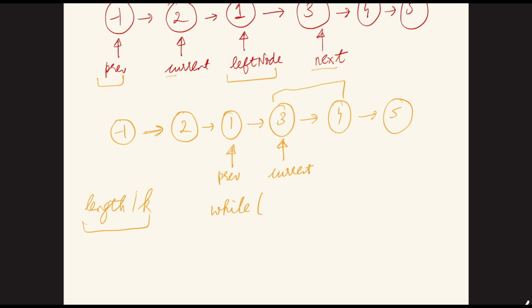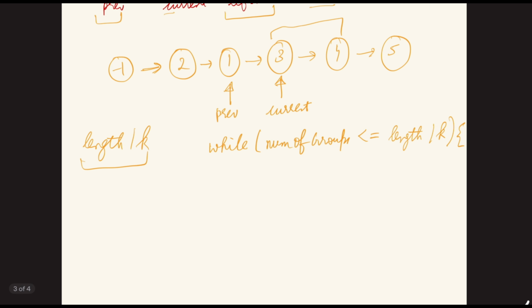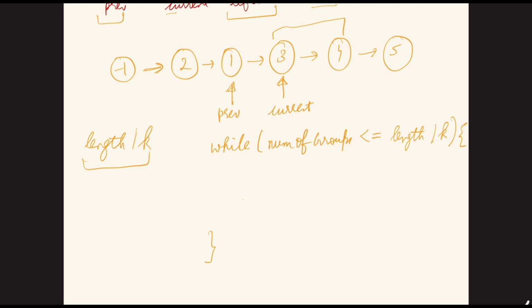So I'm going to have another counter, let's call it number of groups, is less than or equal to length divided by k, and the while loop that we saw in the example when we were reversing our sublist, it would come inside of this.